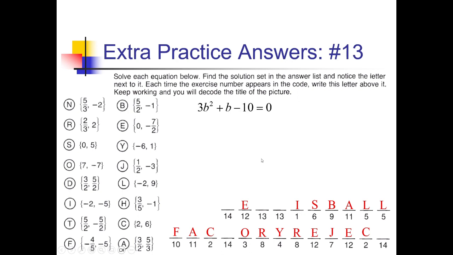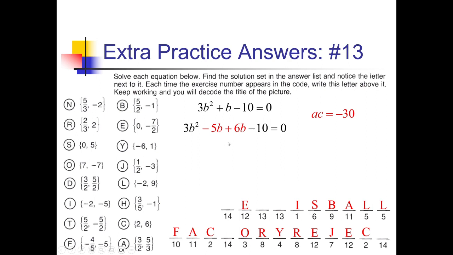Well, I hope you enjoyed the last problem because we're back to needing AC method. This time around we've got 3 times negative 10, that's negative 30 for AC. Now we need factors of negative 30 that add up to 1. We have an invisible 1 there. So 1 and 30 doesn't work, 2 and 15 won't, 3 and 10 doesn't work, 5 and 6 works, negative 5, positive 6. So we'll make this negative 5b and then positive 6b.